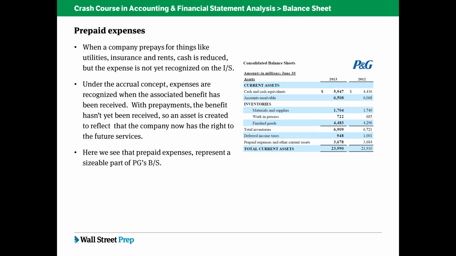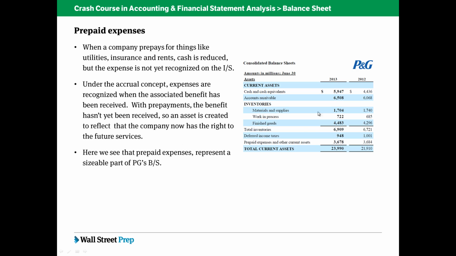Next, we address prepaid expenses. Prepaid expenses, although it has the word expenses in it, is not something that actually impacts the income statement immediately. It's a balance sheet asset, and it's probably one of the less intuitive balance sheet assets. When a company prepays for things like utilities, insurance, and rents, cash is reduced, but the expense is not yet recognized on the income statement. Instead, it's recognized as an asset.